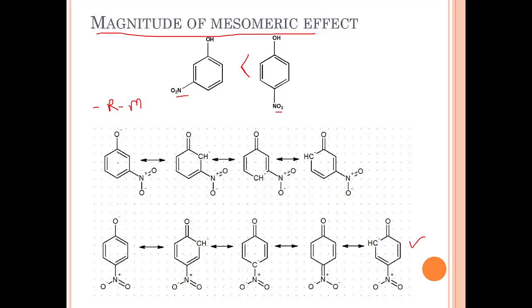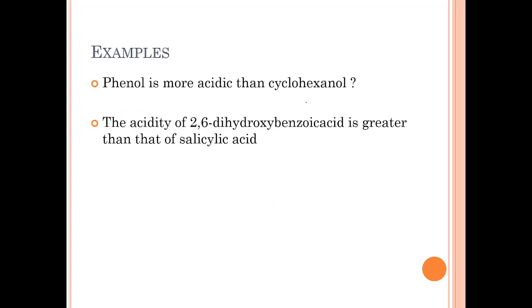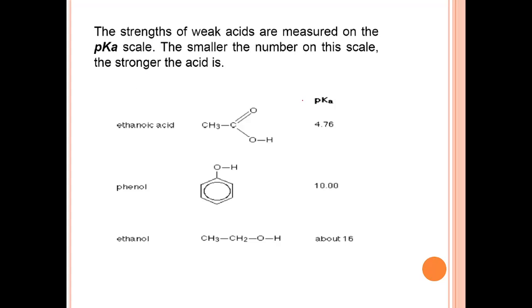So for the meta we have one, two, three, four, whereas for para we have one, two, three, four, five canonical structures. So our conjugate base is very well stabilized by the para-nitro, so it has more magnitude, more power than meta-nitro. So para-nitrobenzoic acid is more acidic than meta-nitro. Okay. Now this is a very important slide for you guys.